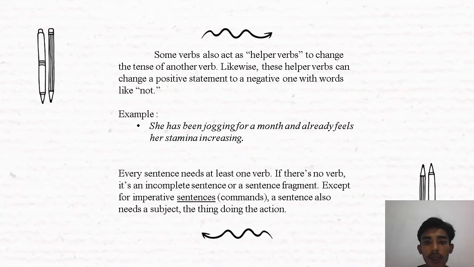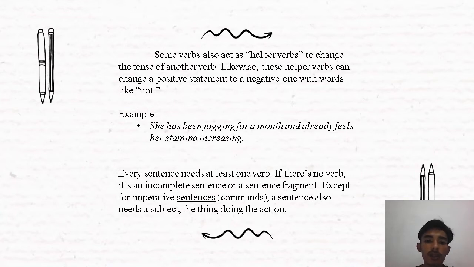Some verbs also act as helper verbs to change the tense of another verb. Likewise, these helper verbs can change a positive statement to a negative one with words like not. Example: She has been jogging for a month and already feels her stamina increasing.